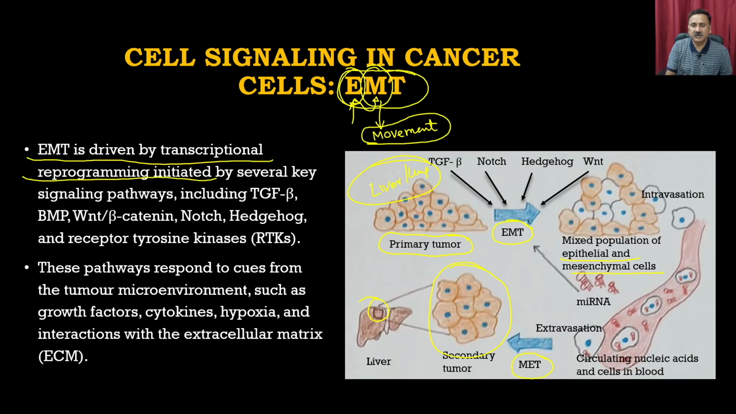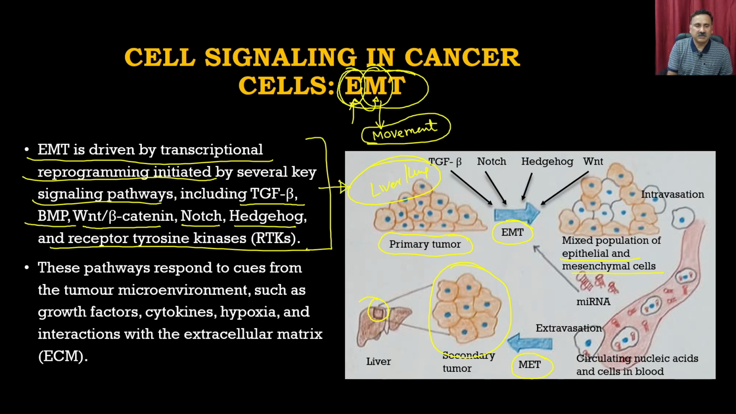So this is actually a transcriptional programming which will convert an epithelial cell into a mesenchymal cell by several signaling pathways. For example, you have the TGF beta pathway, you have the BMP pathway, you have the Wnt and beta catenin pathway, you have a Notch pathway, you have a Hedgehog pathway, and the receptor tyrosine kinase RTK pathway. So all of these pathways are being activated when there is a transcriptional programming, and as a result, the epithelial cells are going to get converted into the mesenchymal cells.